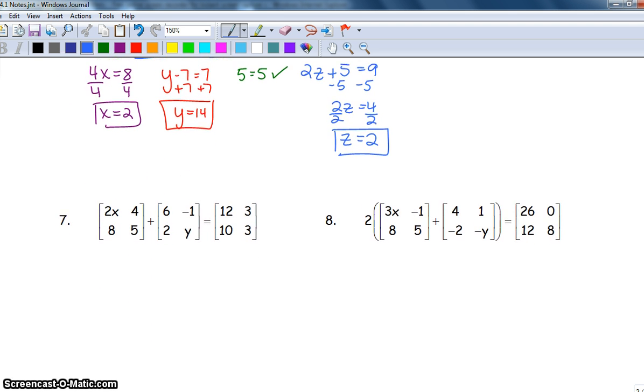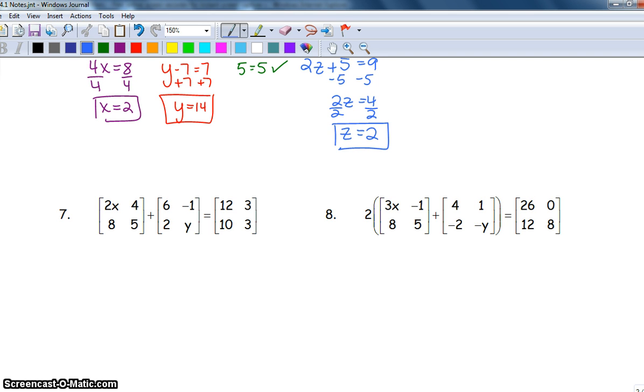Now number 7, we're going to add two matrices together. We have what the answer is, so I want to find the missing values that are going to make that true. We know that if we're adding, we're going to add corresponding entries. So 2x is in the same spot as 6, which is in the same spot as 12. So I can create an equation there. 2x, my operation is plus 6 equals 12. Now we solve for x, move the 6 over. 2x is equal to 6. Divide by 2, and we find that x is equal to 3.